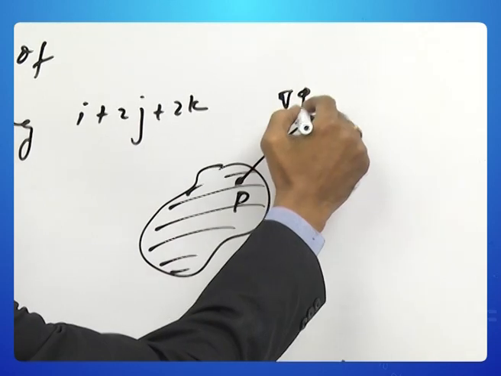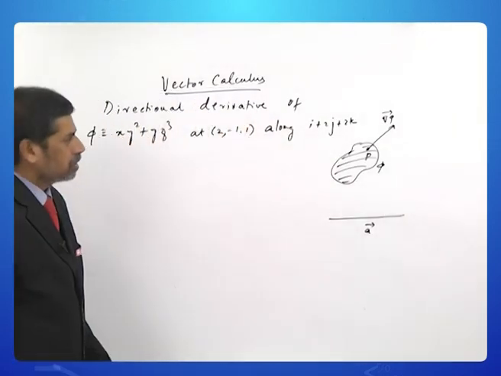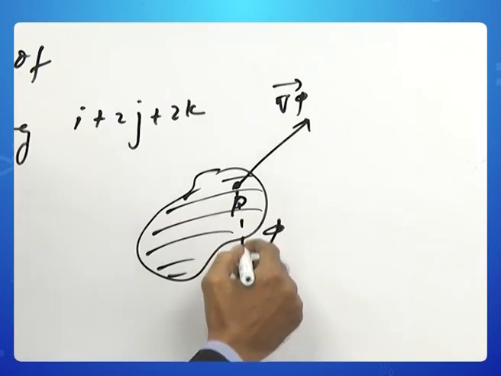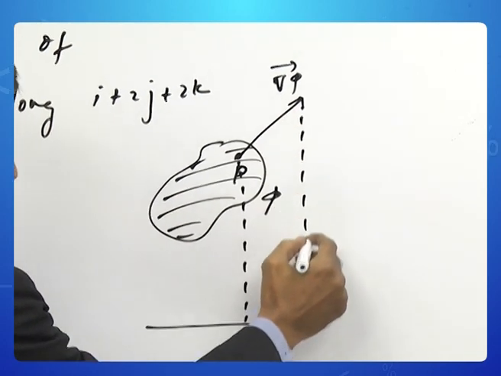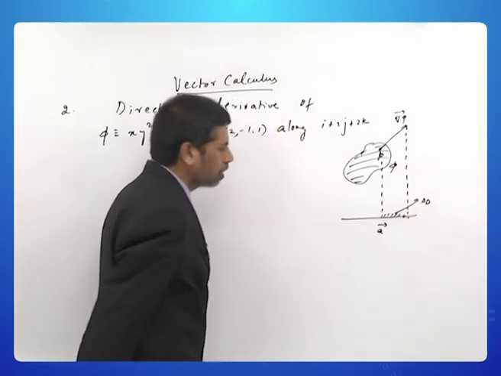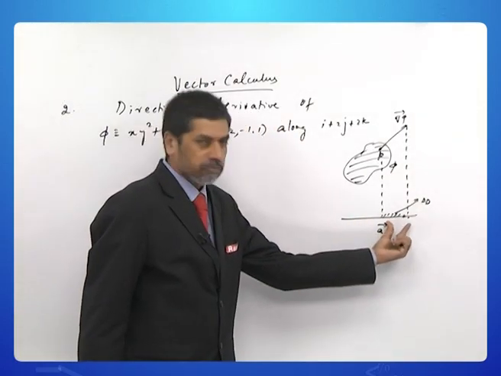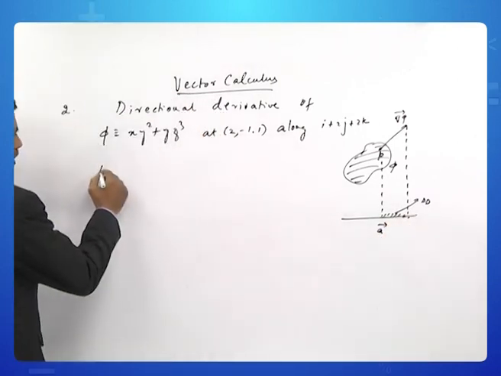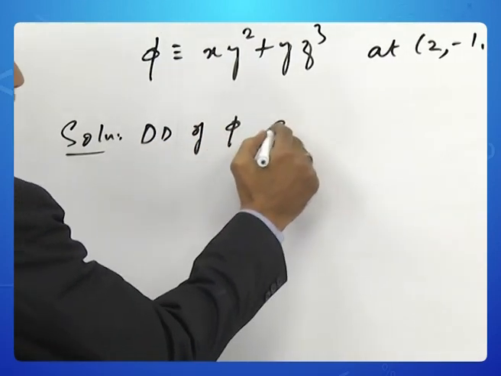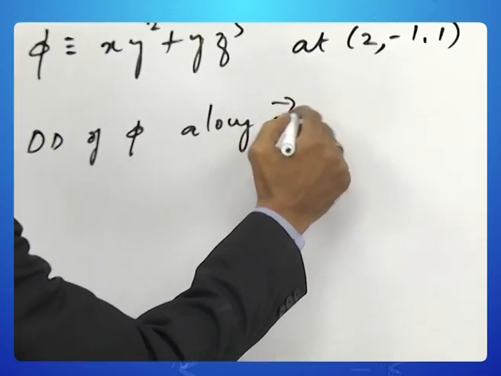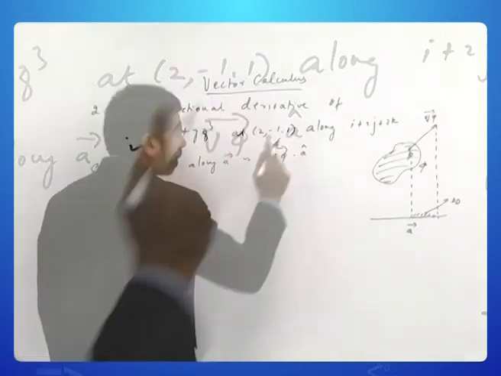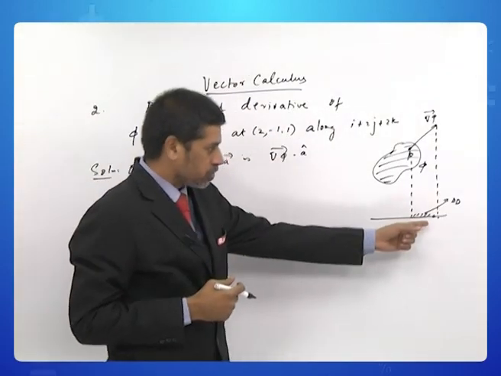This is the gradient vector at that point. So gradient vector is the surface normal. So now you take the orthogonal projection of the surface normal, and this is the directional derivative. So we have to find the length of this projection. So directional derivative of phi along A is del phi dot A cap, where A cap is a unit vector corresponding to this vector.